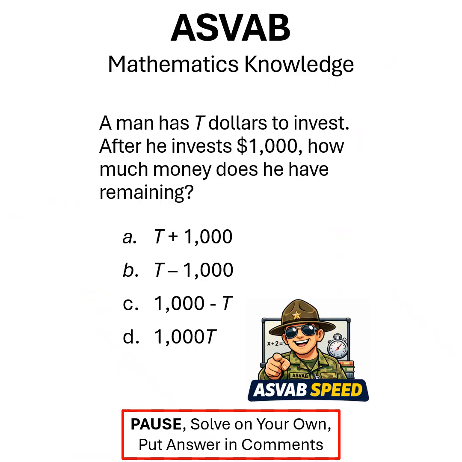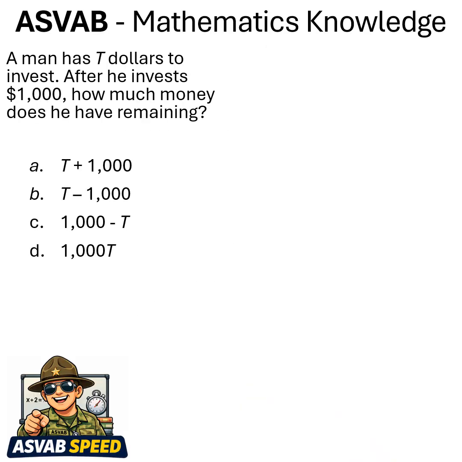Mathematics knowledge. A man has T dollars to invest. After he invests $1,000, how much money does he have remaining? Remember to pause and solve on your own. Let's begin. All right, so we start with T dollars. We invest 1,000, and the question is, how much is remaining? And if you look at the answers, this isn't a specific number. This is a variable plus a number.